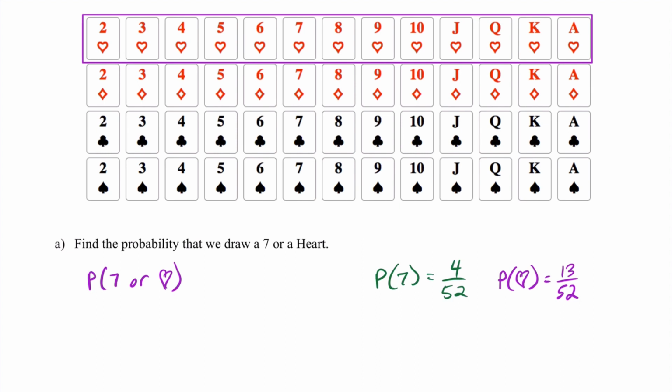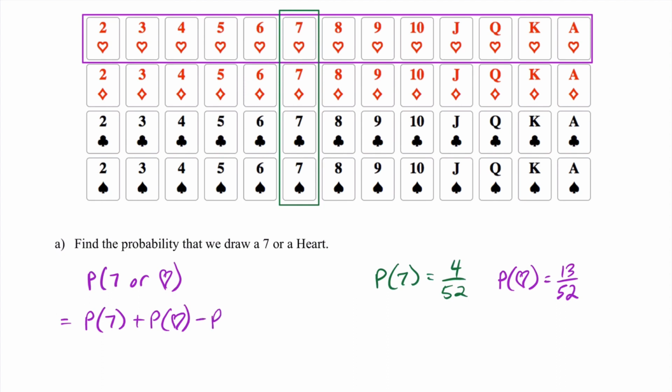Now if we use the same logic as we did previously, then that means we'd be saying, okay, the probability of drawing a 7 or a heart would be the probability of drawing a 7 plus the probability of drawing a heart. However, the issue we have to deal with is this idea of double counting, thanks to that 7 of hearts.